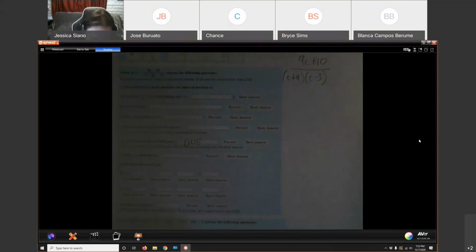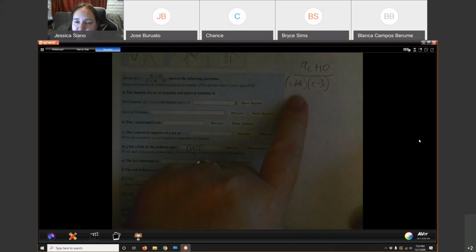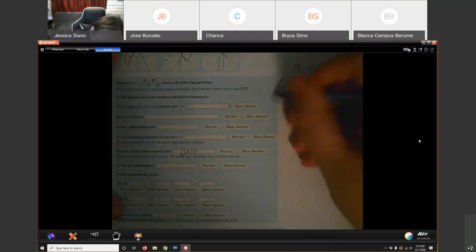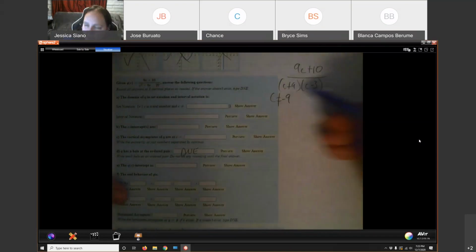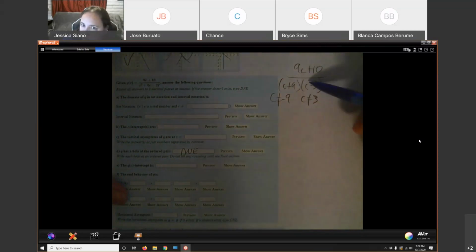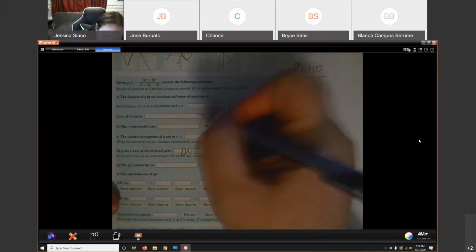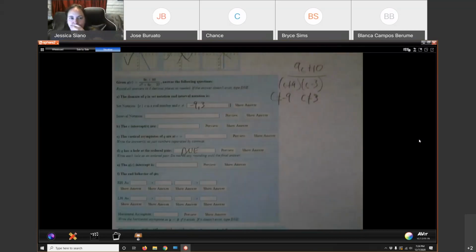So the domain of this function would be all real numbers except the places that would make this denominator 0. So here, if I put a negative 9 right here, then this factor would be 0, and then the whole denominator would be 0. If I put a 3 right here, then this would be 0, and the whole denominator would be 0. So my two excluded values are going to be negative 9 and 3. So this would be c is a real number, and c cannot be negative 9 and 3.